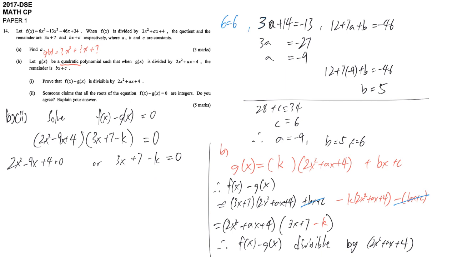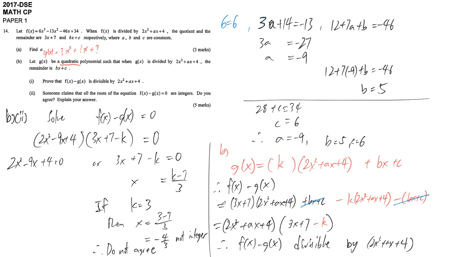If we get x equal to (k minus 7) over 3 first, and then we just let k be some value, say k is equal to 3, then one of the roots will become (3 minus 7) over 3, which is negative 4 over 3, not an integer. So that's why for some specific value of k, not all the roots are integers. That's why we do not agree with the claim. Of course, there are some suitable values of k that will make it an integer, but they claim all the roots. So we just use one example which rejects the situation. Then we can disagree with the claim.